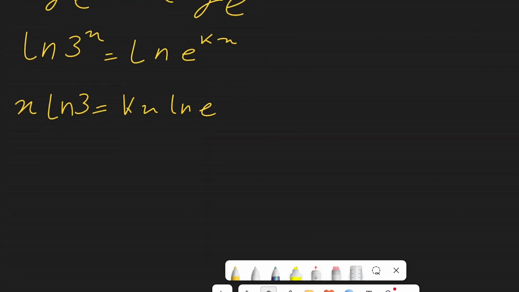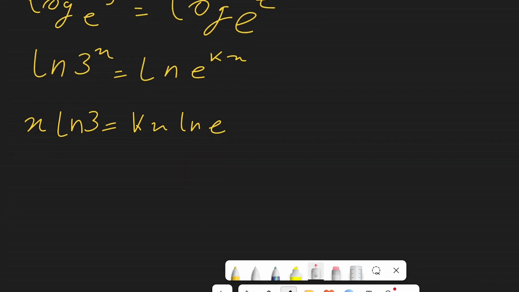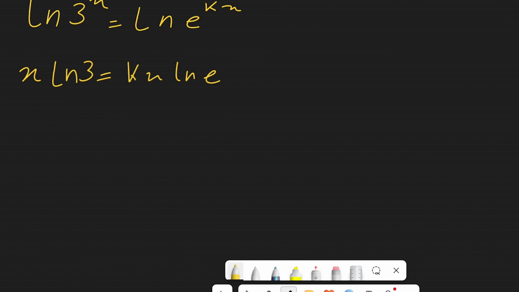Now I can see that ln e is basically log of e to the base e, so that would be equal to 1. Whenever we have log to the base 4 of 4 or log of 5 to the base 5, these are all equal to 1. Similarly, log of e to the base e is also equal to 1. So this would become 1, so it should not be written. It would be kx is equal to x ln 3.